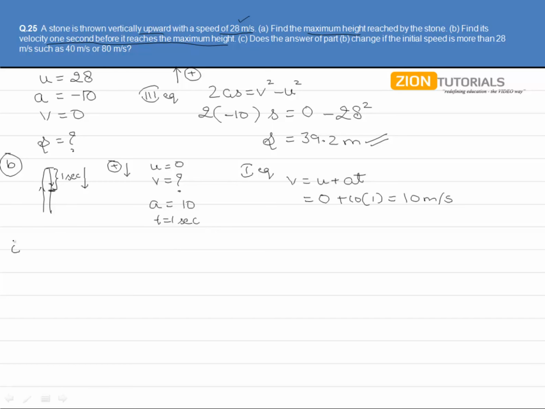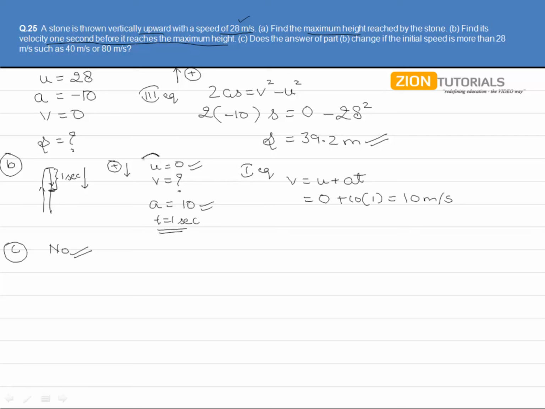Coming on to the third part of the question, which is, does the answer change? And no, it won't. Why? The reason is that the initial velocity is obviously going to be 0 after the maximum height. Final velocity we need to find out. Acceleration is due to the gravitational pull, which is not going to change at any cost. Time is 1 second, they have given it.